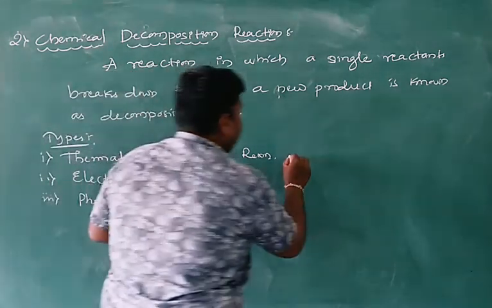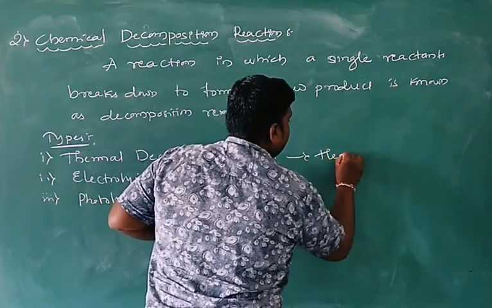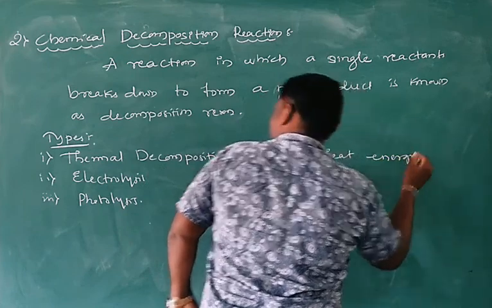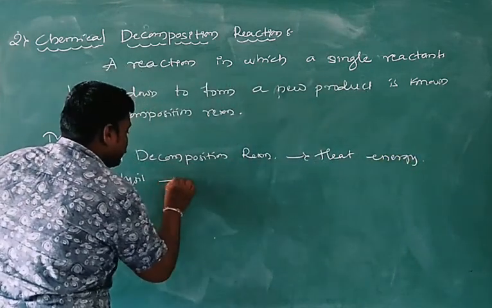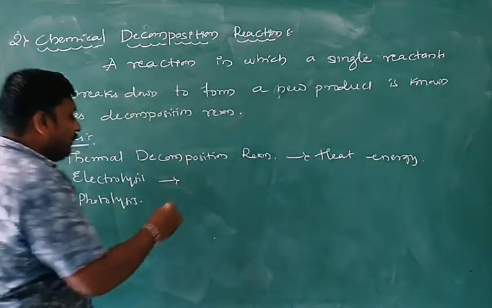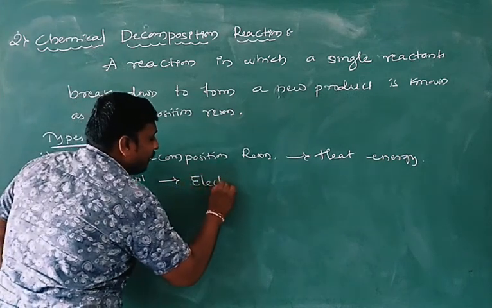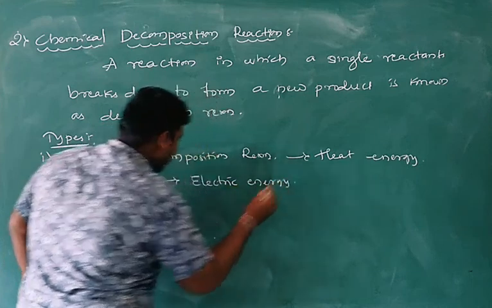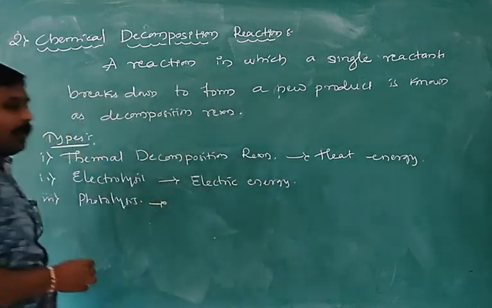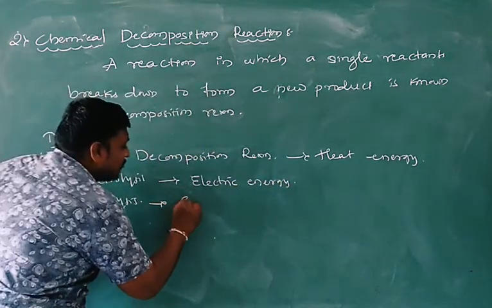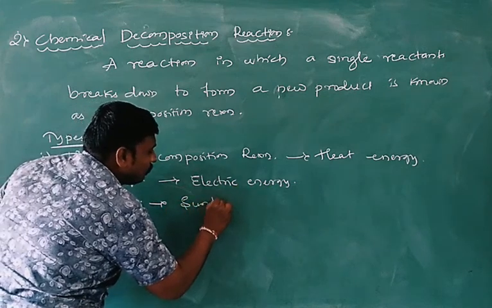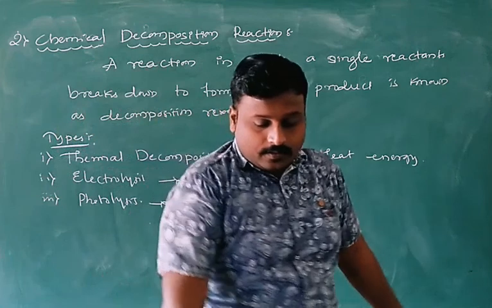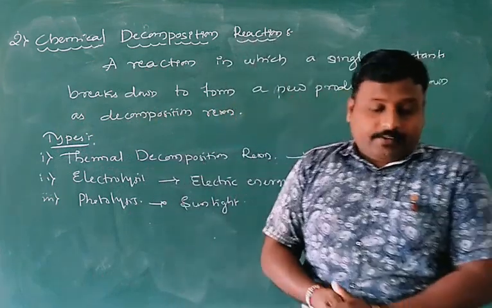It means heat energy. The second one is electrolysis decomposition, which needs electricity or electric energy. The third one is photolysis, which means it needs sunlight. Let us do the first activity.